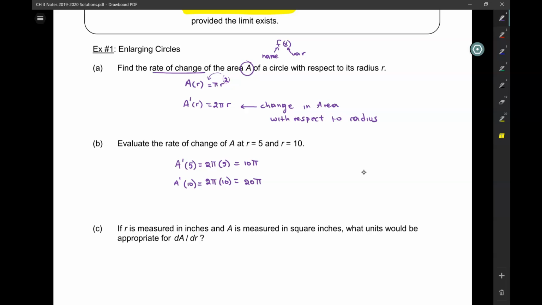So what does that mean? If I have a small circle with radius 5, it's changing at a rate of 31.4. But once it gets bigger, to a radius of 10, it's changing at a rate of 62.8. So what's happening? As the radius is getting bigger, the area is changing faster and faster and faster.